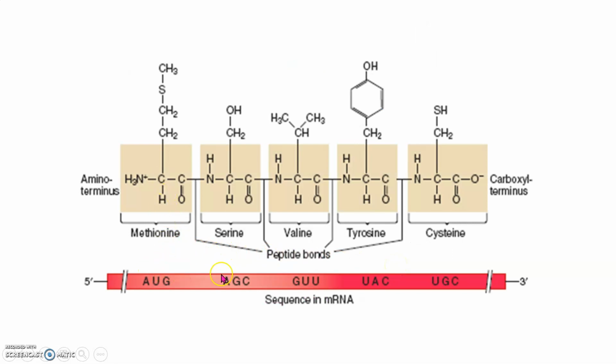Here we see our mRNA sequence. Here are the amino acids we would get from it. Our amino end is at the 5' here. Our carboxyl end is at the 3'. Every 3 bases, we get an amino acid, with peptide bonds in between them.